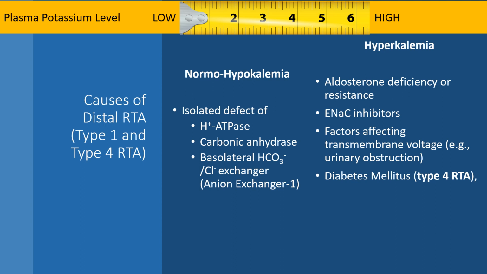One condition that deserves a special mention is distal RTA associated with diabetes mellitus. In some patients with diabetes mellitus, distal RTA may occur because of reduced aldosterone secretion. Hyperkalemic distal RTA related to reduced aldosterone activity is categorized as type 4 RTA. Reduced aldosterone in a diabetic patient may occur due to adrenal insufficiency or defect in the regulation of the renin-angiotensin-aldosterone system.